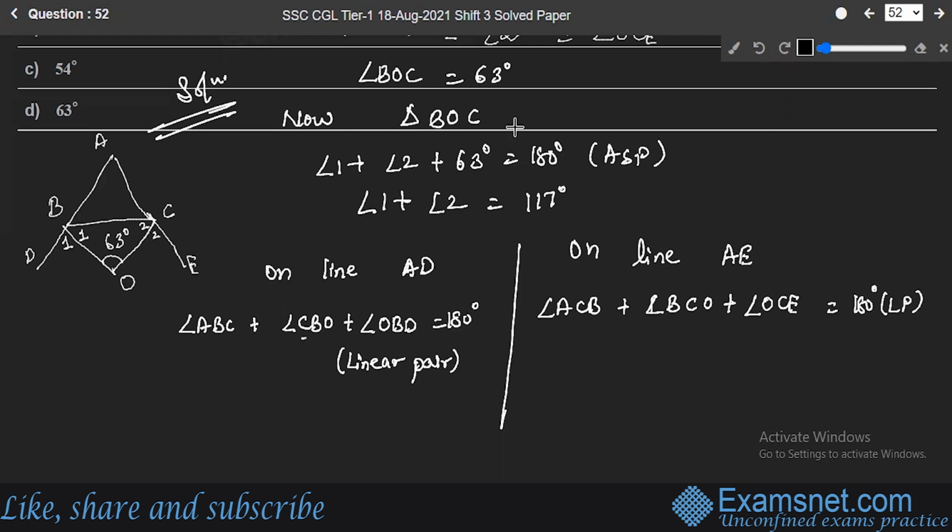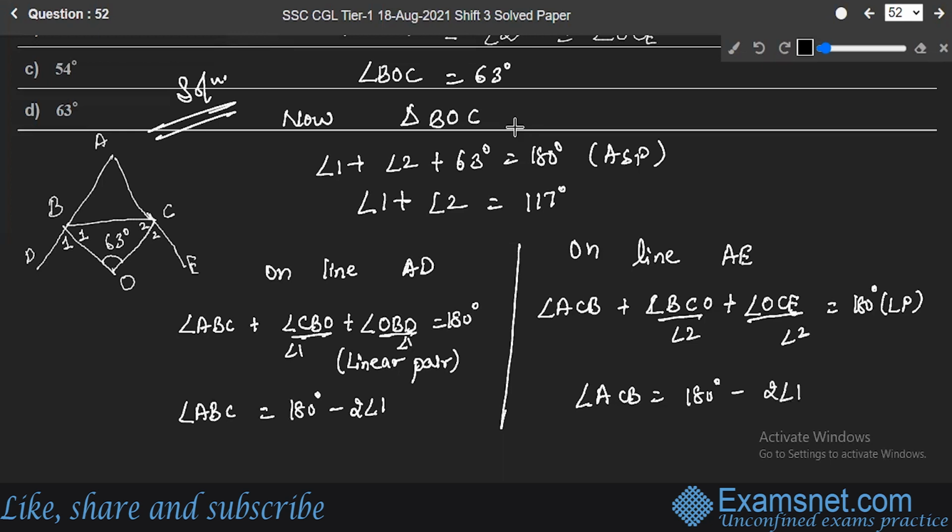Correct. So CBO and OBD, they were angle 1. So from here you have ABC is equal to 180 degrees minus twice of angle 1. From here you will have ACB equal to, see, these were angle 2, right? They were angle 2 and they were angle 1. So ACB becomes 180 degrees minus twice of angle 2. Sorry, 2. Okay. Right. So now consider the bigger triangle ABC.